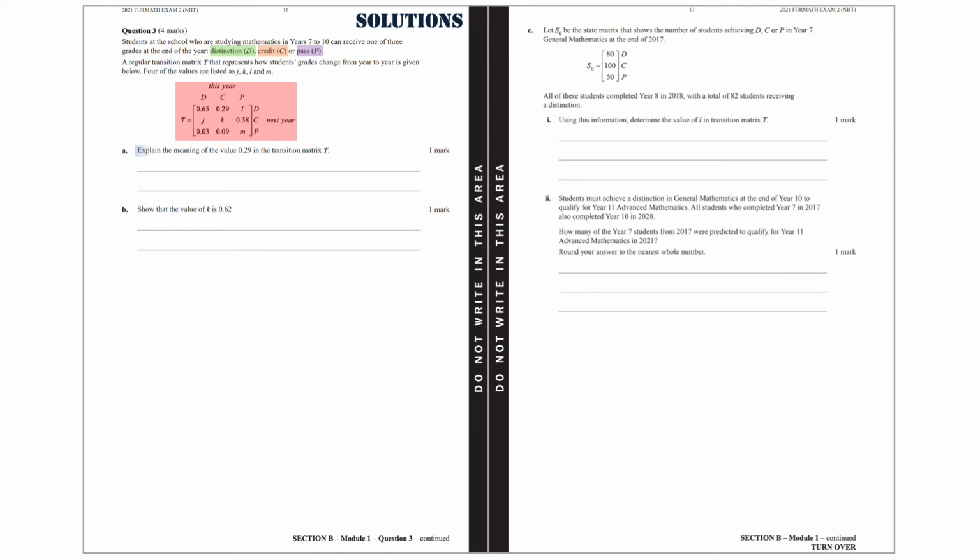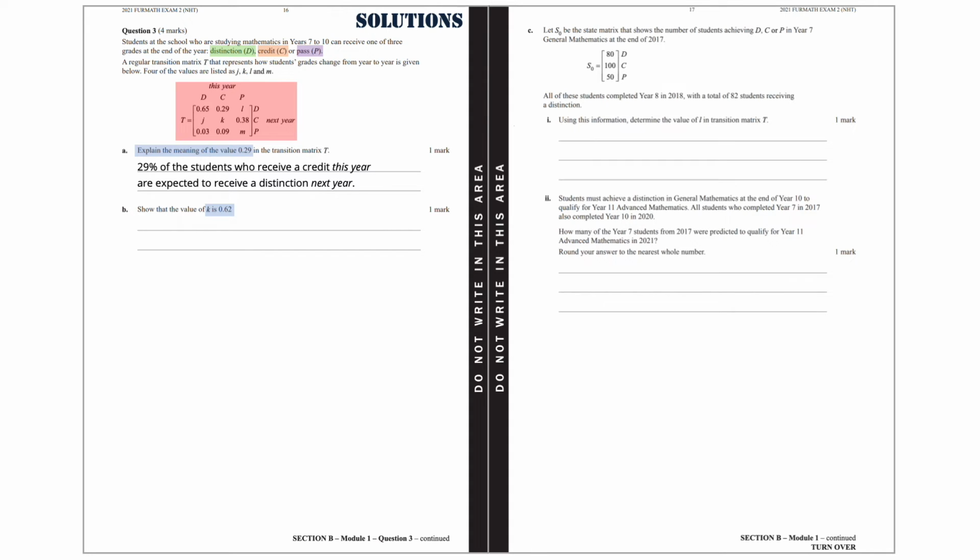Part A. Explain the meaning of the value 0.29 in the transition matrix T. This means that 29% of the students who receive a credit this year are expected to receive a distinction next year. Part B. Show that the value K is 0.62.